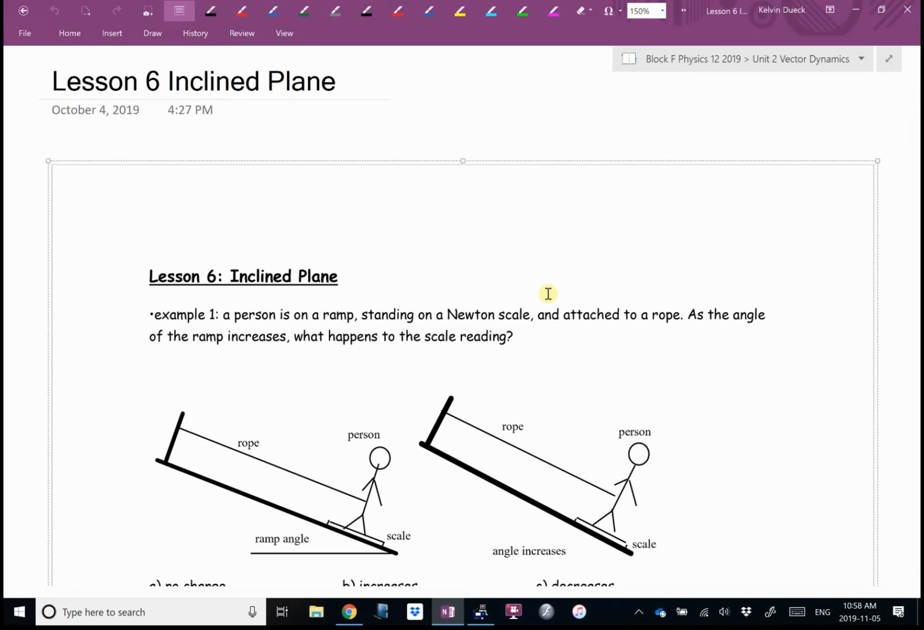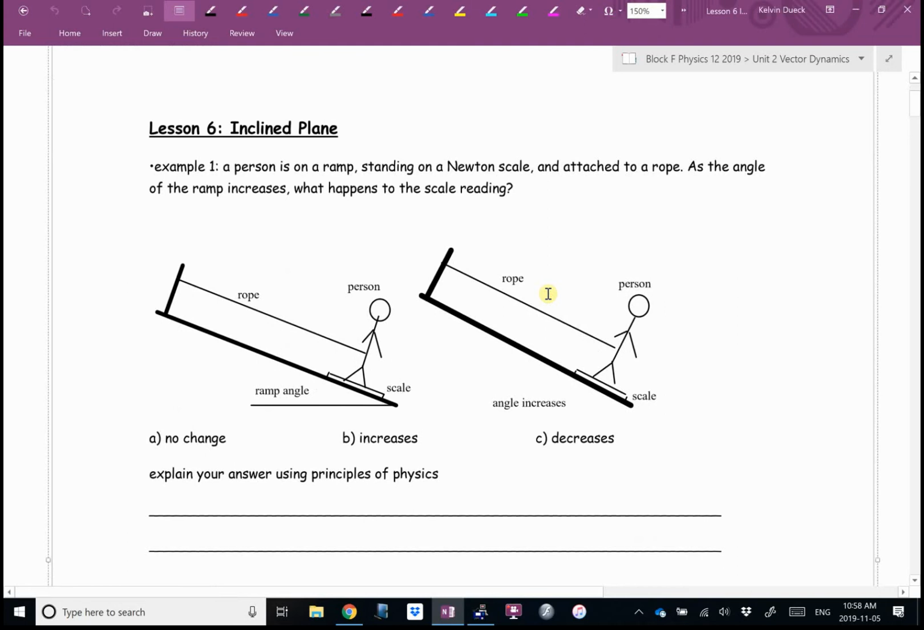Let it wait. So here's the first thought problem. I want you to imagine that a person is standing on a ramp, standing on a Newton scale, standing on a bathroom scale, but we'll say it reads newtons, not kilograms, so we don't have to do the divide by 9.8 conversion, and attached to a rope. As the angle of the ramp increases, as this angle here gets bigger and bigger and bigger, what happens to the scale reading? Nothing, increases, or decreases.